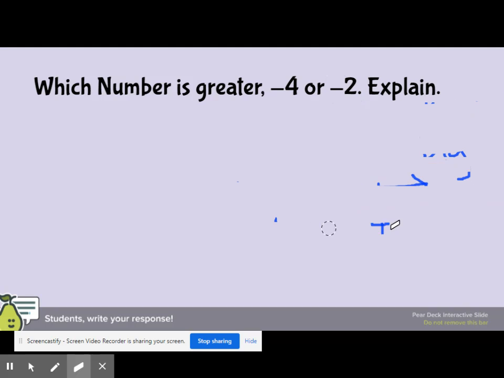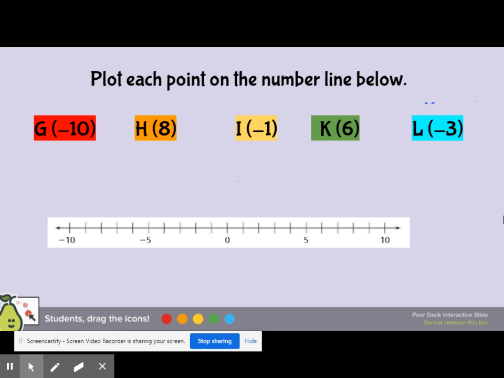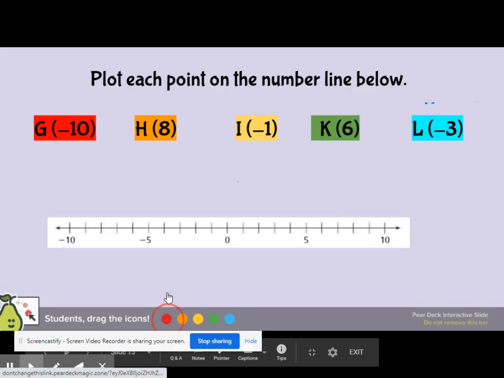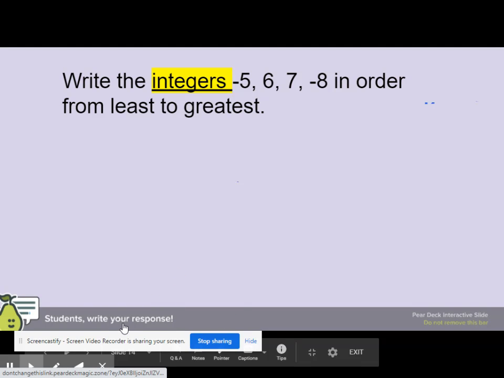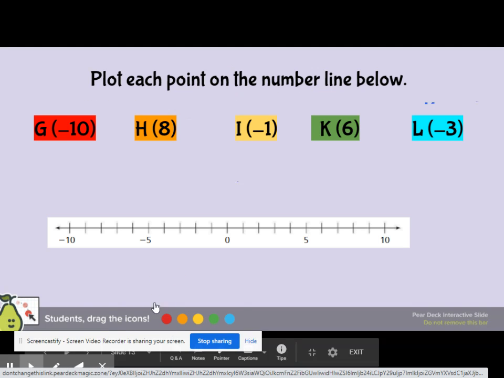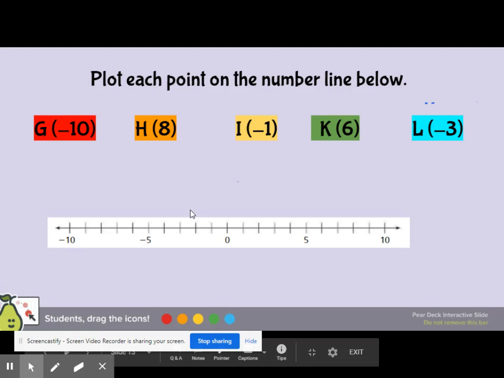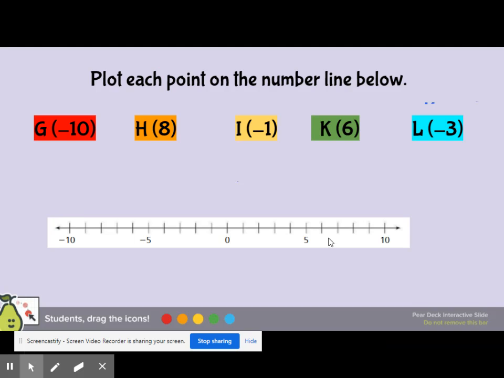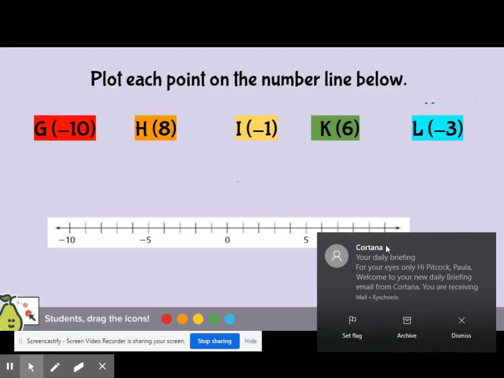Okay, let's try another one. This one wants you to plot each number. In class, they were able to drag these dots to where they go. If you're watching it recorded, I just want you to think about where they go, or you can draw a number line on your paper. So pause and do this question, please.